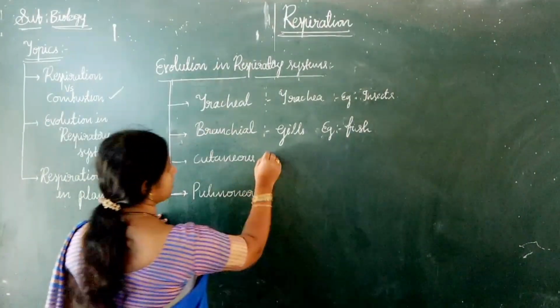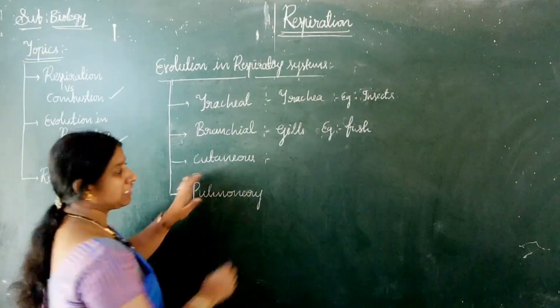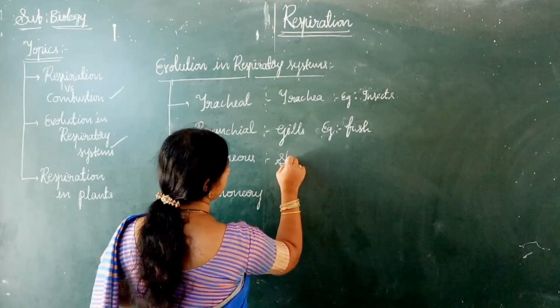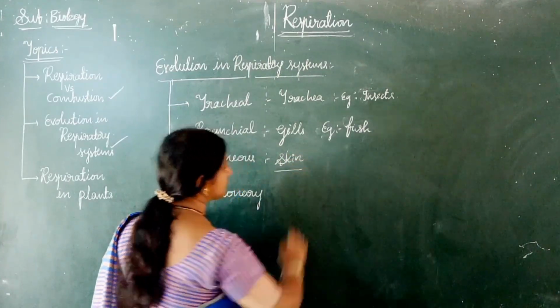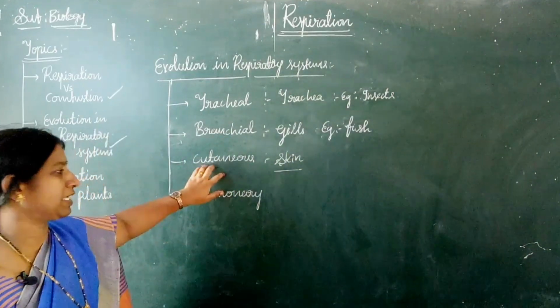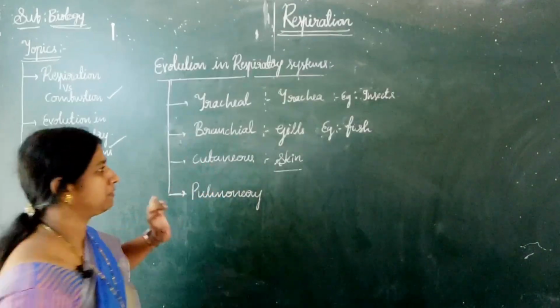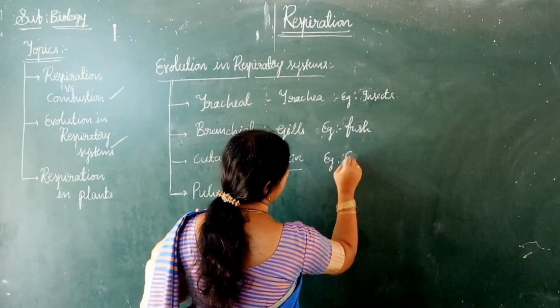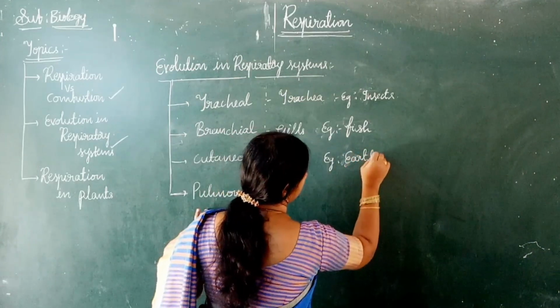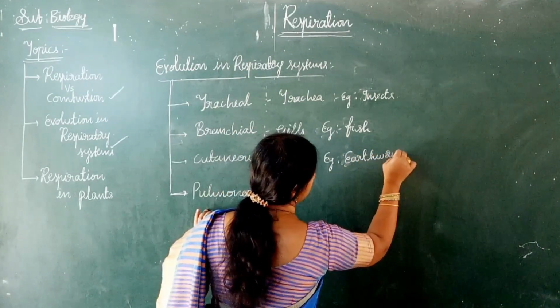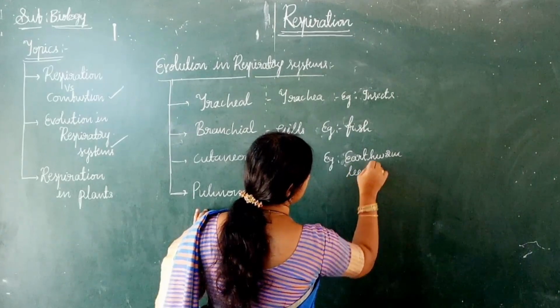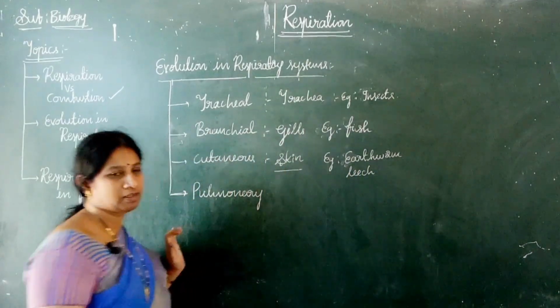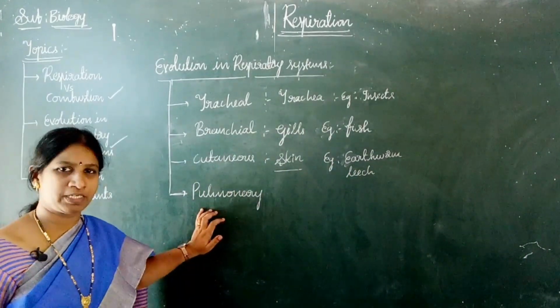And cutaneous respiratory system, where skin is the respiratory organ. The system in which skin is the respiratory organ, that system we can say cutaneous respiratory system. Best example for cutaneous is earthworm, leech, etc.